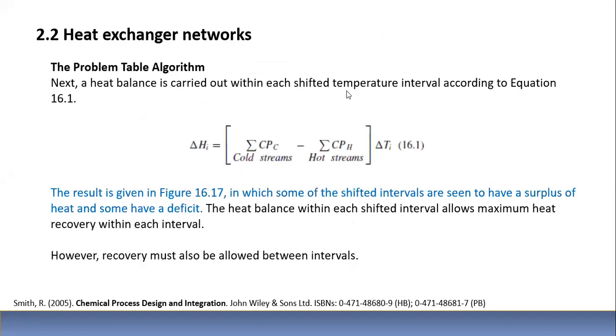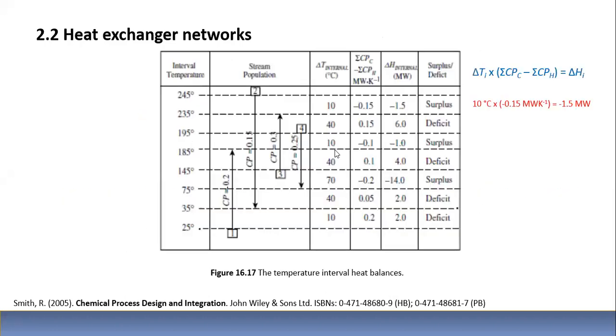Also, make mention that we needed to do the energy balance, and then we mentioned how to do the energy balance when we had different delta T's from the different intervals, and we need to take into consideration the summation of cold CPs minus hot CPs within that interval. So for that, let's say this specific interval, we have no cold CPs, we only have one hot CP, which will be 0 minus the summation of the cold, which is just 1 in this case, minus 0.15. So times 10, that will be minus 1.5 megawatts. It was a surplus because it has a negative sign, it's giving out heat.